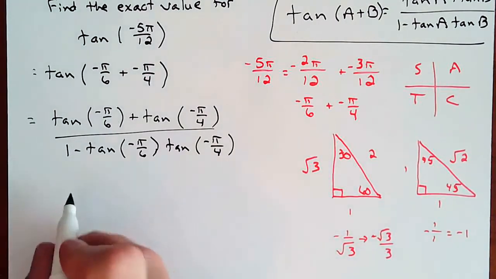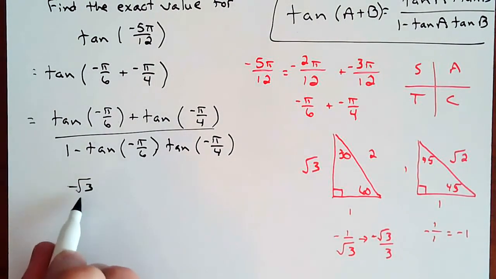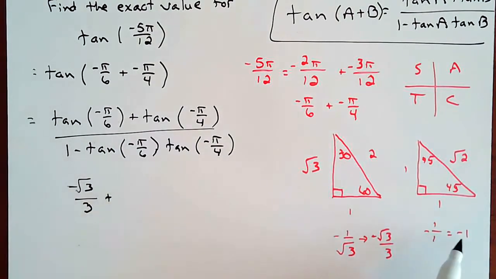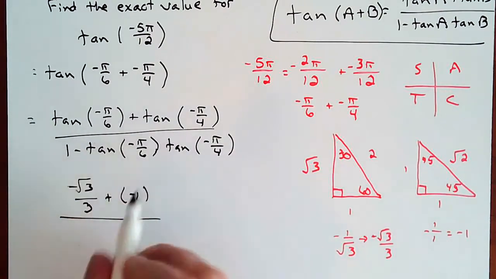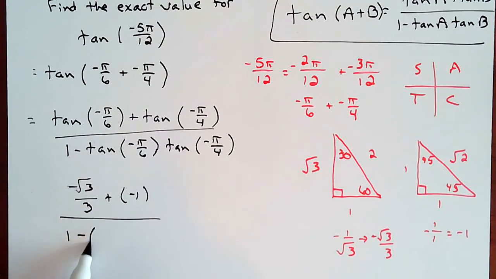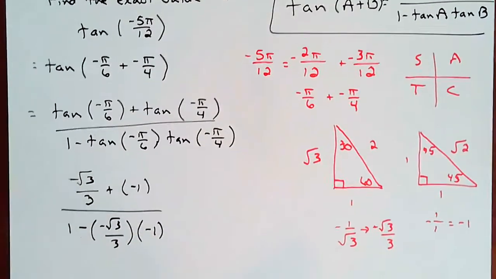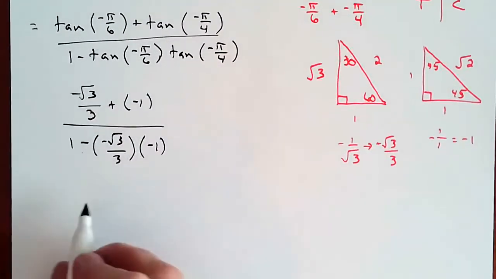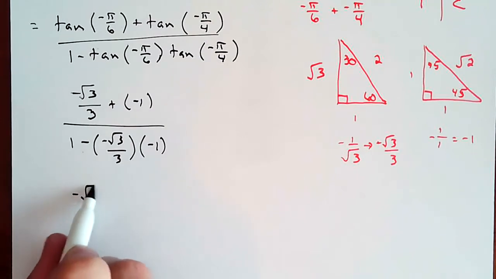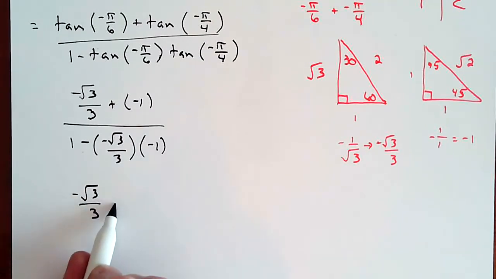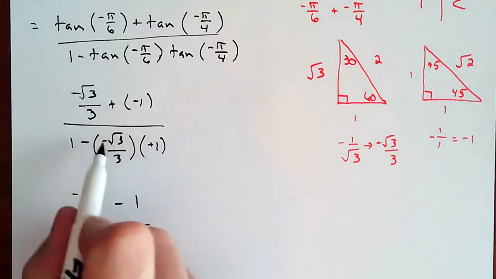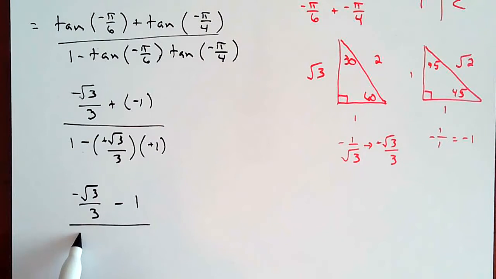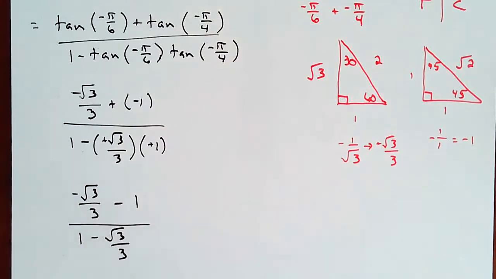Okay, so those are the values that I'm going to get when I do tangent of negative pi over 6: a negative root 3 over 3, plus a negative 1, over 1 minus these two multiplied together. So 1 minus a negative root 3 over 3 times a negative 1. All right, so if I clean this stuff up a little bit, I have a negative root 3 over 3 minus a 1, and then these cancel, and I have a 1 minus root 3 over 3.